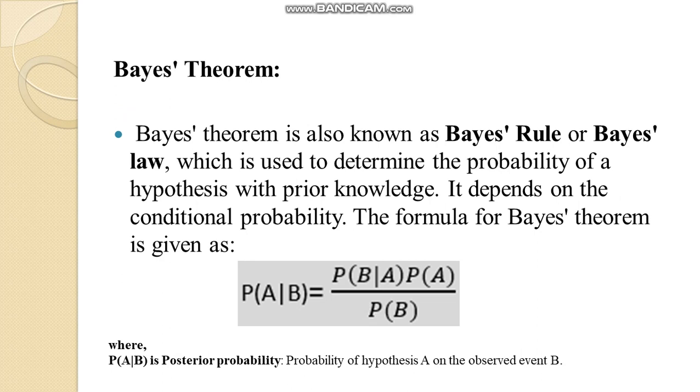Now let us see about the Bayes theorem. Bayes theorem is also known as Bayes rule or Bayes law, which is used to determine the probability of a hypothesis with prior knowledge. It depends on the conditional probability. The formula for Bayes theorem is given as P(A|B) equal to P(B|A) into P(A) divided by P(B), where P(A|B) is the posterior probability, that is the probability of hypothesis A on the observed event B.